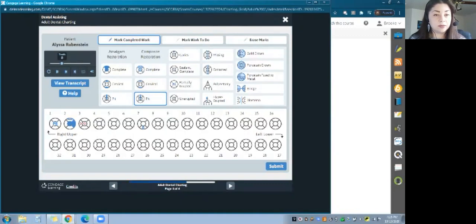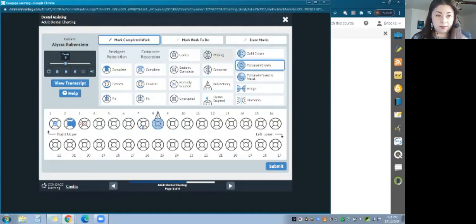Number 8 has had a root canal and has a porcelain crown. So it's had a pulpectomy. Okay, so I got that. Has pulpectomy 8 and has a porcelain crown. So now I'm going to select porcelain crown and click 8 again. Done. What's next? Number 9 has had a root canal and has a porcelain crown.